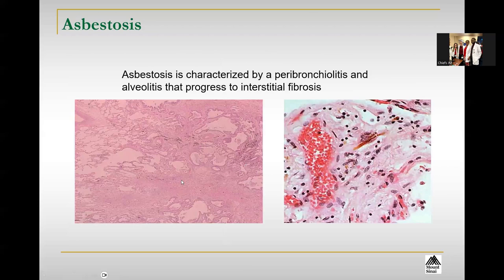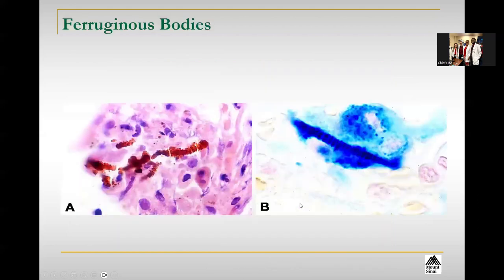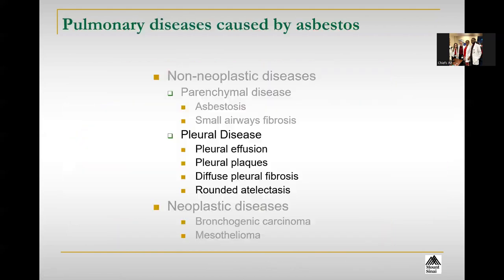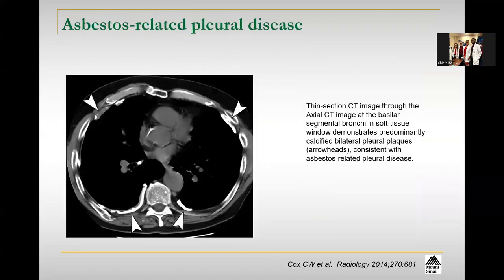So this is again the interstitial thickening in the lung with the observation of these ferruginous bodies that are fibers. Another example with the thickening of the interstitium compared to the normal alveolar walls, the ferruginous bodies that can be seen in this disease. And pleural disease in the form of thickening, and this is how it looks. And it can be calcified, you see, like this one here.